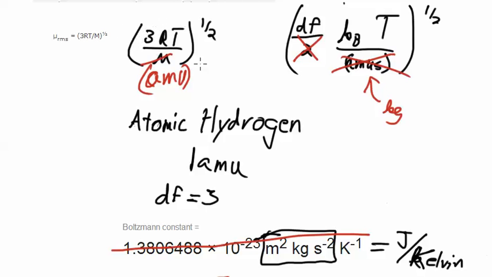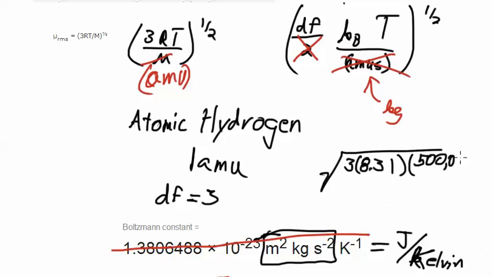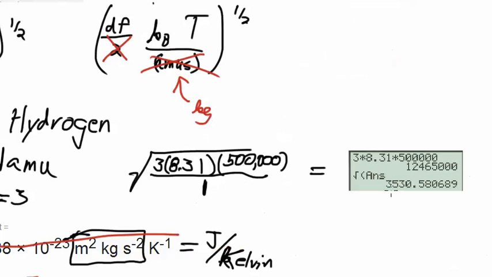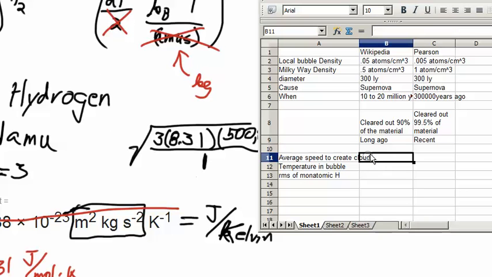In any case, we'll just be able to apply this formula directly to get square root of 3 times 8.31 joules per mole Kelvin times the temperature of 500,000 Kelvin divided by the mass of hydrogen in atomic mass units, which is just 1. And from that calculation I get 3,530 meters per second. So I'm going to fill out this table a little bit more.